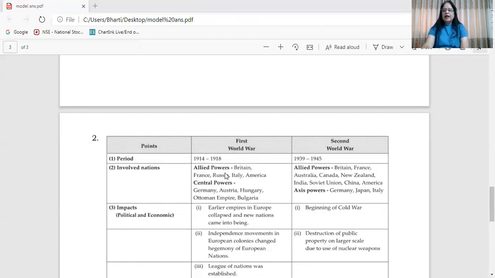Second point was involved nations, means which nations participated. World War I, Allied powers. Members were Britain, France, Russia, Italy, America. World War II, Allied powers: Britain, France, Australia, Canada, New Zealand, India, Soviet Union, China, America. Central power: Germany, Austria, Hungary, Ottoman Empire, Bulgaria. Axis power: Germany, Japan, Italy.